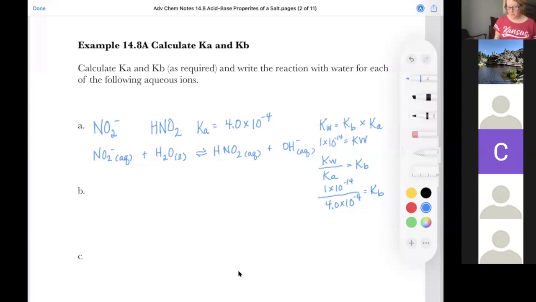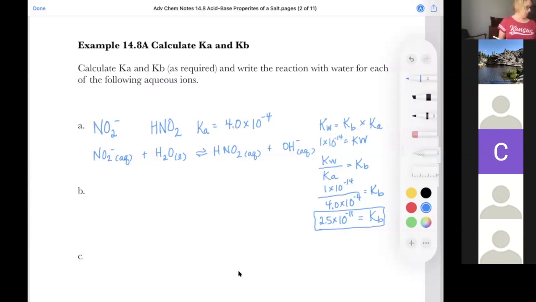Okay, so calculating that, we get 2.5 times 10 to the negative 11. So this exercise is having us first write out the equation for the reaction with water, and then find the Kb given the Ka, or vice versa, depending on the ion.